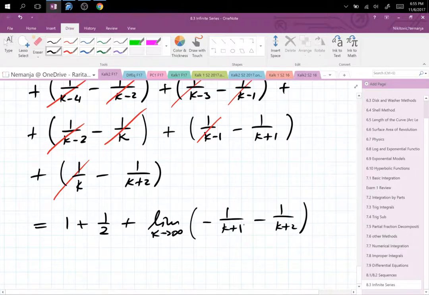But when you put 1 over infinity, what do we get? We get zeros. Yay! 3/2. It converges to 3/2.